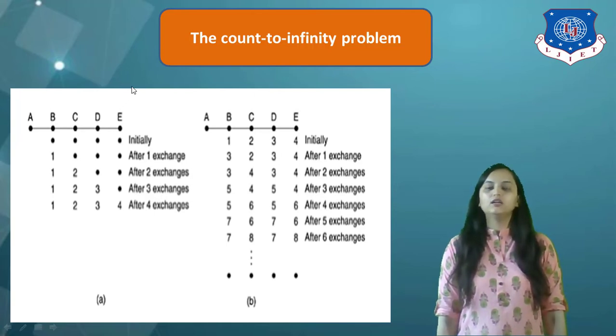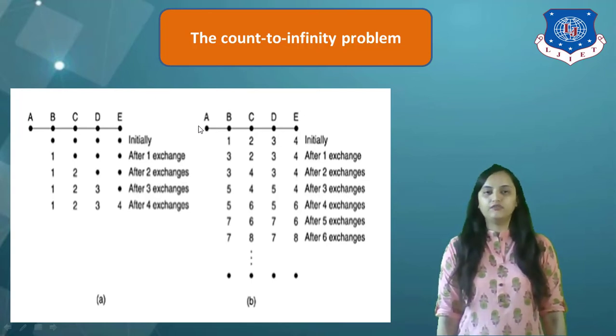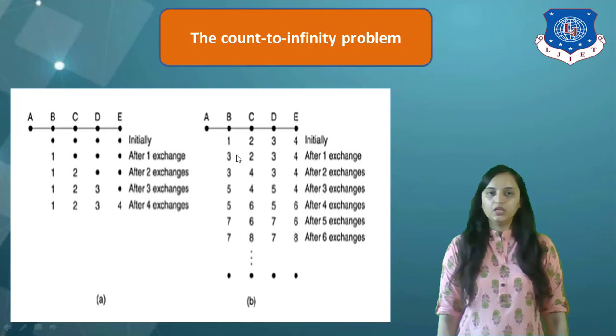As you can see in case B, whenever a distance is initially not known, it is assumed to be infinite. After that, when the data is defined, here initially it is written as 1, 2, 3 and 4. Now after the first exchange, whenever any node or router updates its table, as you can see here, B is updated to value 3. The other values remain the same.